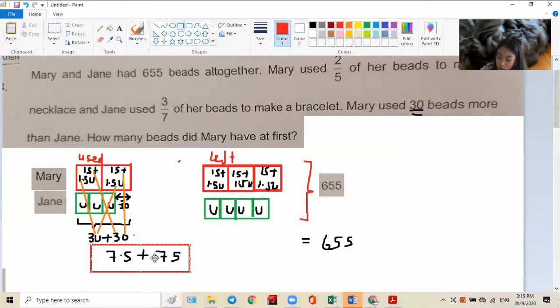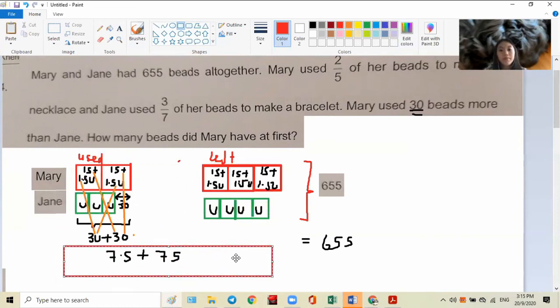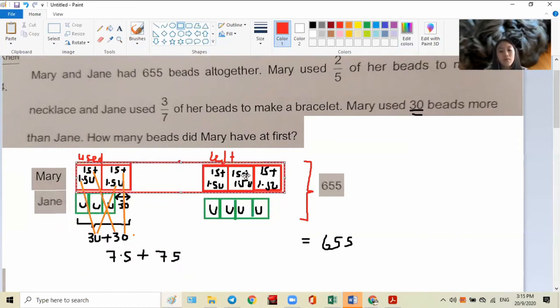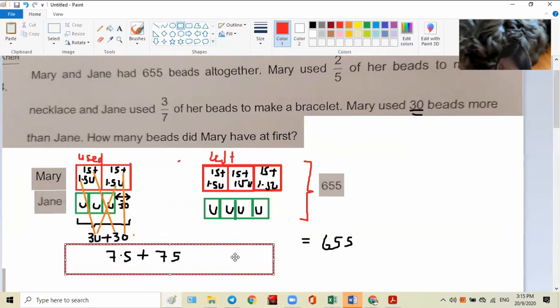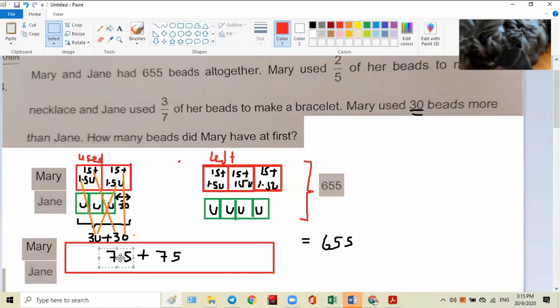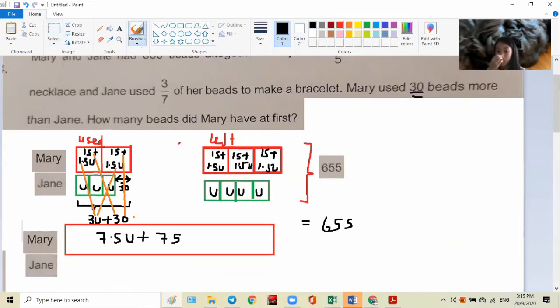Can you see? Mary is actually 7.5 units. Can you see? Do you agree? 1.5 times 5 and 15 times 5. So Mary is 7.5 units plus 75. Do you understand? Whereas Jane, you can see Jane is just 7 units. Can you see? Now, do you understand why I did that?